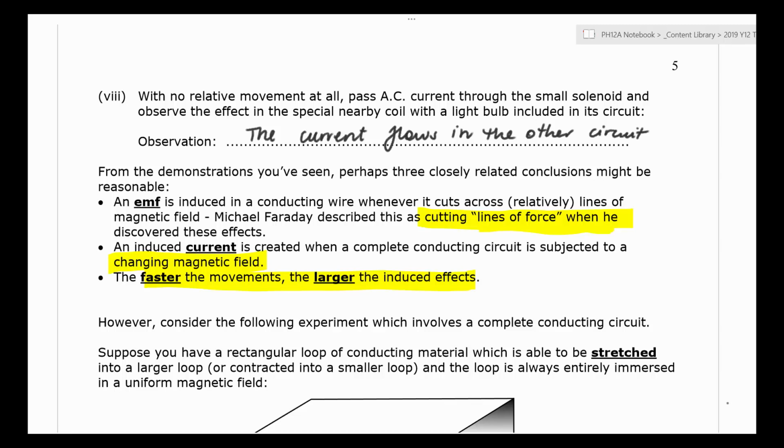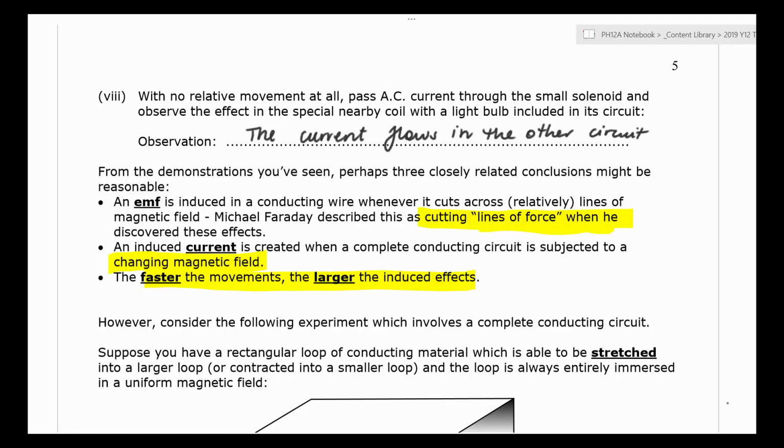So the classic demonstration that we see this in is when we had a solenoid and we had a magnet and we pushed the magnet into the solenoid. Previously there was no magnetic field, and as you bring the magnet closer and closer, then the magnetic field changes. The third observation is that the faster the movements, the larger the induced effects.